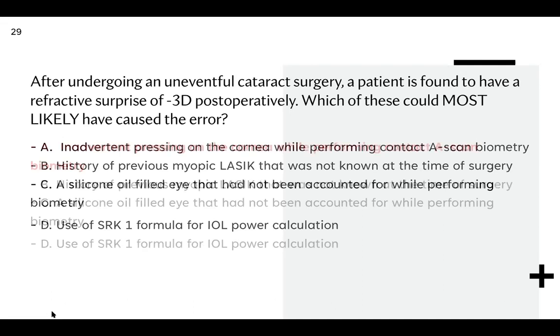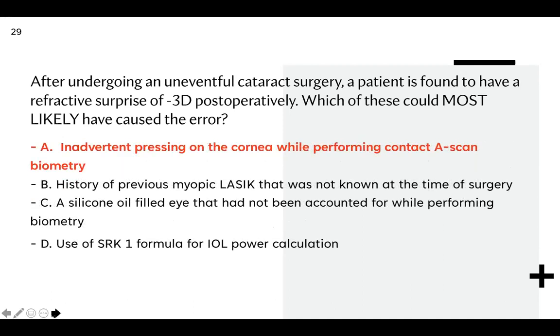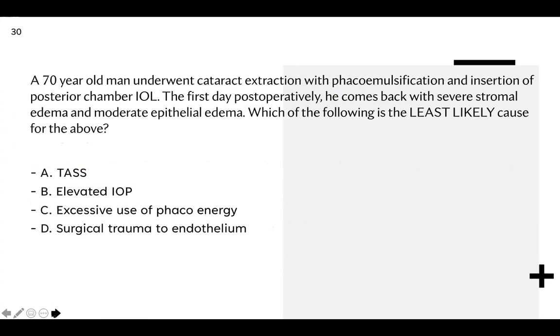The correct answer to this question is A, inadvertent pressing on the cornea. And of course, most people have got it right. All the other 3 options would lead to a hyperopic correction, whereas pressing on the cornea, something which is done quite commonly in contact biometry, leads to a myopic refractive surprise and not a hyperopic one. Okay. So moving on to question 30.